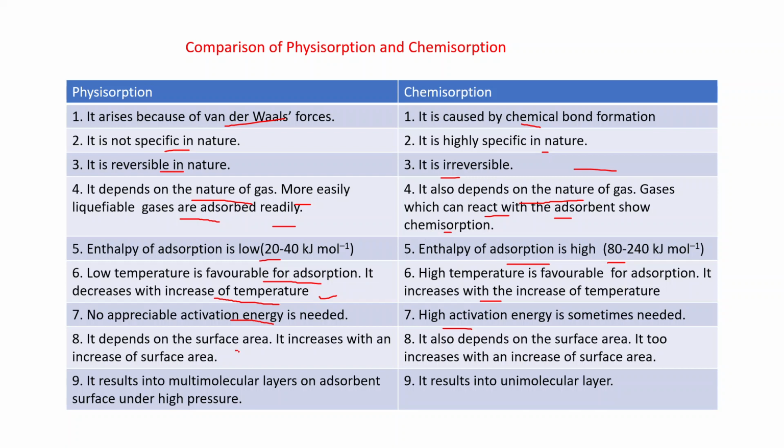Physisorption depends on the surface area. It increases with an increase of surface area. In the same way, chemisorption also depends on the surface area, and it also increases with the increase of surface area. Physisorption results in multi-molecular layers on the adsorbent surface under high pressure, while chemisorption results in a unimolecular layer because it involves bond formation. Is it clear? Then thanks.